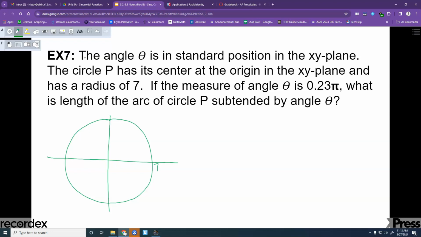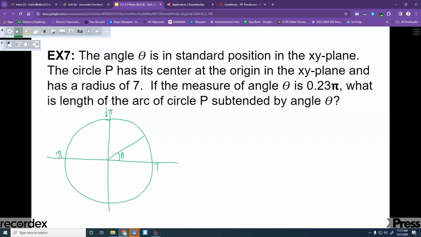It's going to be in the first quadrant because this is pi, right? This is pi over 2, or we can think about it as half of pi or 0.5 pi, right? So 0.23 pi is going to be somewhere around here. It's pretty close to 1/4 of a pi. It's pi over 4, but not quite. So my angle right here is theta.